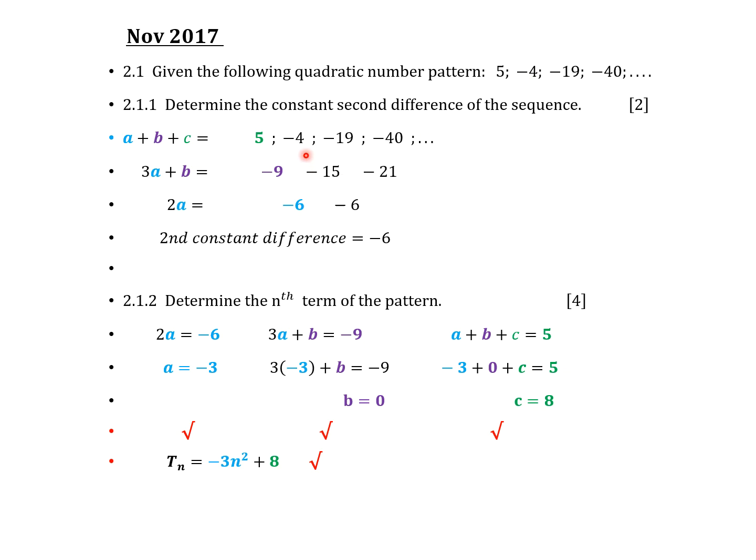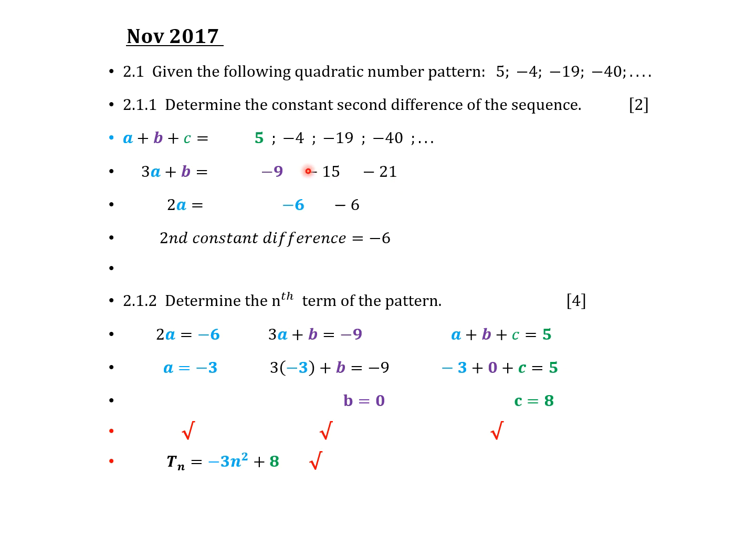So there you can see, to determine a constant second difference, minus 4 minus 5 gives me negative 9. Don't go say 5 minus 4 and write 1. Minus 19 minus minus 4 gives me minus 19 plus 4, which is negative 15. Minus 40 minus minus 19 gives me minus 40 plus 19, which is negative 21.